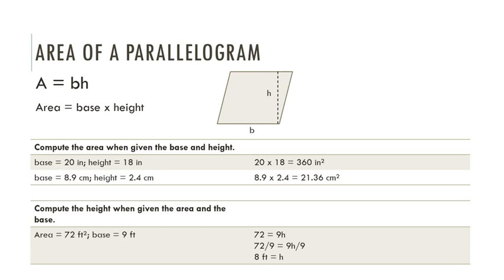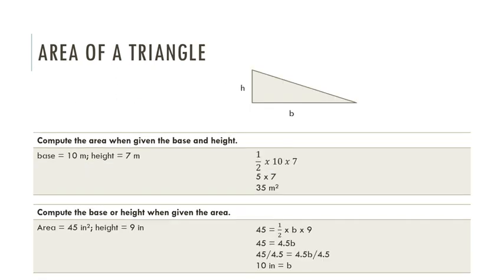When we compute for the height when given the area and the base, we're going to plug in 72 as the area equals the base, which is 9, and the height, which is our unknown. Looks like we need to divide both sides by 9. That will give us the value of our height.